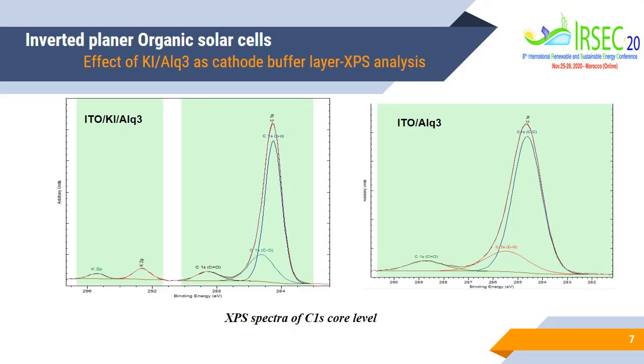In order to understand the origin of this improvement, we analyzed the KELQ3 interface using X-ray photoelectron spectroscopy. In the XPS spectra of the KELQ3, two peaks appeared corresponding to potassium 2p. The presence of potassium at the interface indicates its diffusion in the LQ3 thin layer. This diffusion may create a gap state, giving a better alignment and therefore better electron extraction from the acceptor material.